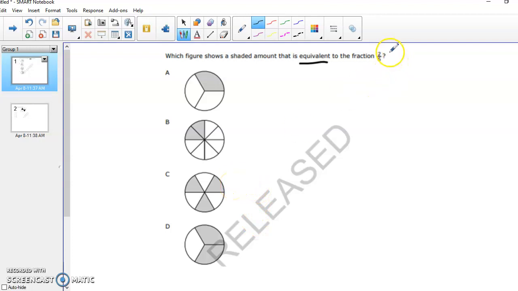But I'm looking for the fraction 2/6, which means I have 2 pieces shaded out of 6 total in the whole. Well, when I look at this, I see it has 1, 2, 3 shaded. So that's not 2/6. That is 3/6. So if I don't have the right fraction, then I need to look for a whole that I can turn into 6 pieces.